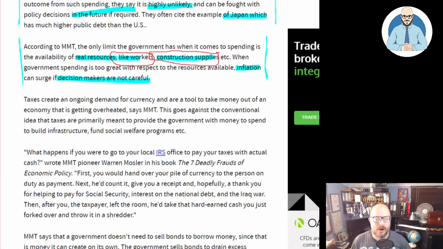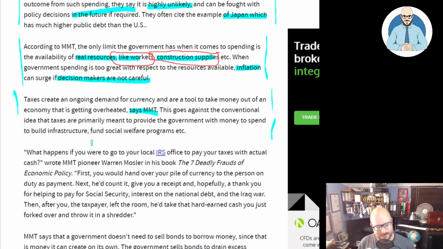Taxes create an ongoing demand for currency and are a tool to take money out of an economy that is getting overheated, MMT says. So, okay, if the economy is overheating and inflation is going up, they'll just tax us more. Is that how you manage it? This goes against the conventional idea that taxes are primarily meant to provide the government with money to spend to build infrastructure, fund social programs, etc.